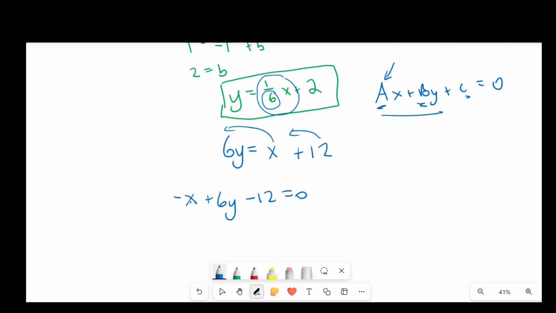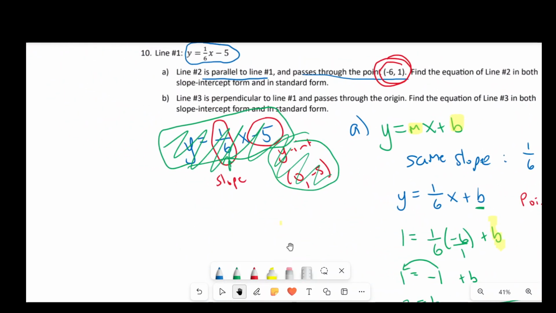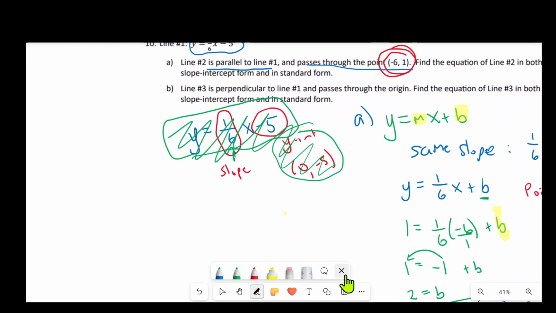And then because the leading term, or the first term, is negative, and we're not supposed to have that, I'm going to multiply everything by negative 1, which really just changes the sign of everything. And that's the equation of line number 2 in standard form. So that was part A of the question. So let's look at what we're asked to do with part B.